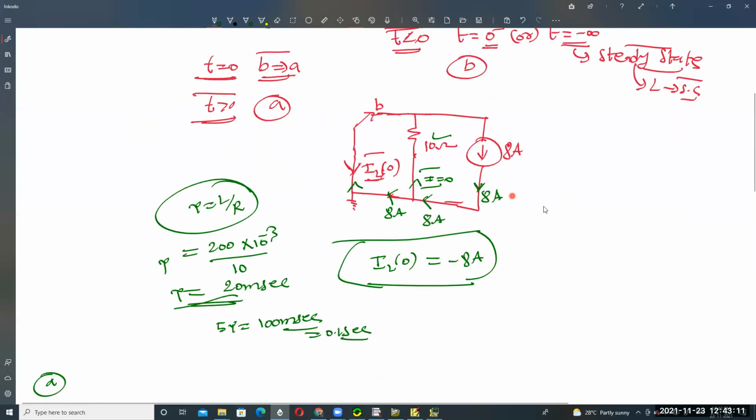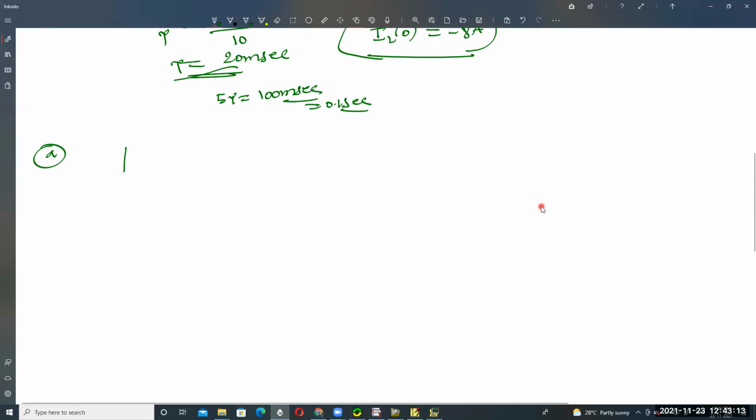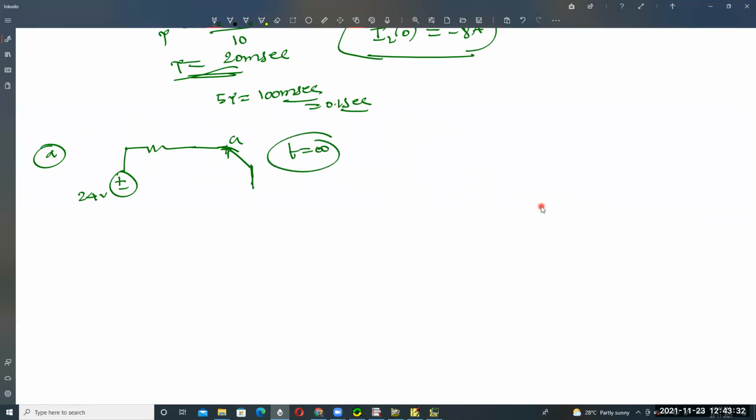24 volts, 2 ohms, and the switch is in position A only. This is connected like this, and this is called the inductor. The inductor, as you know well, at t equal to infinity is in the steady state condition. This is the circuit after t greater than 0.